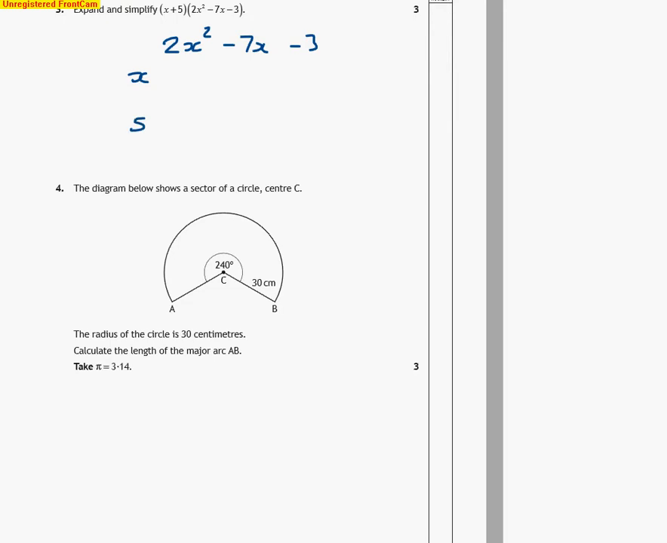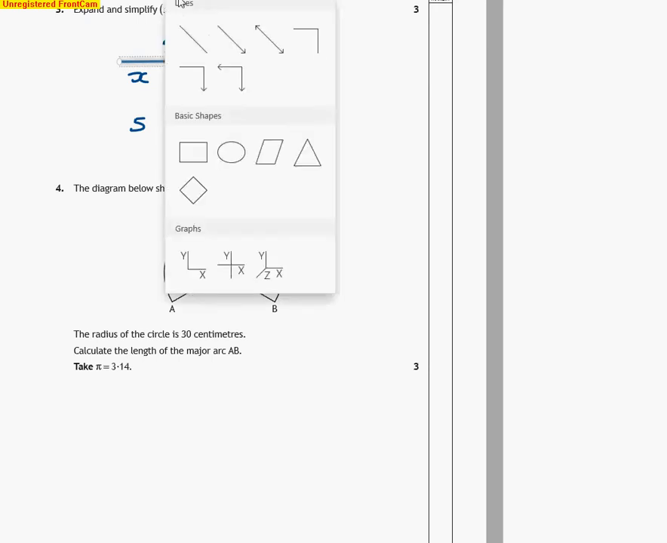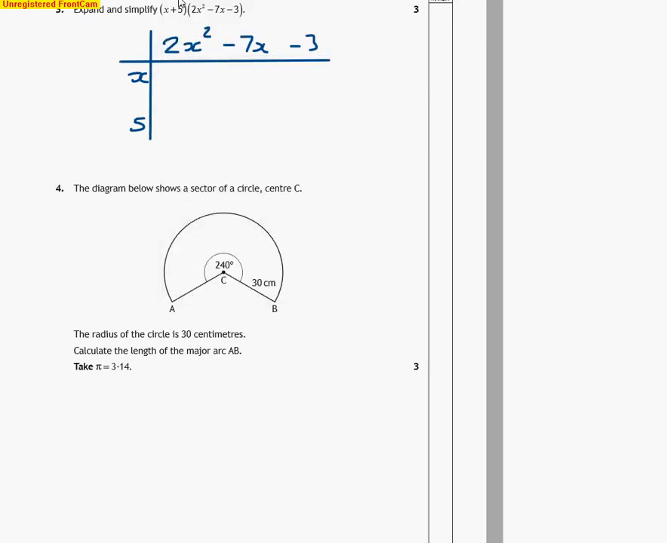Okay, just to tidy that up, I'm just going to draw in the table. There we go. So every time you see these questions, I would draw a table. Alright, I'll do a different colour for just inside here.